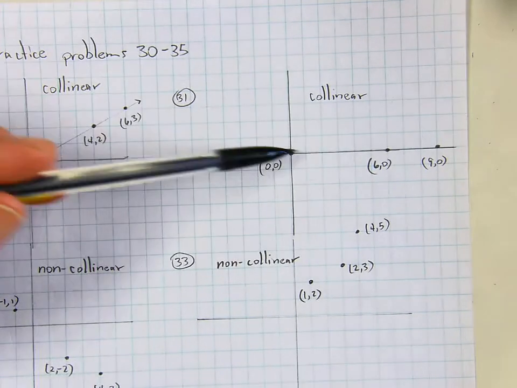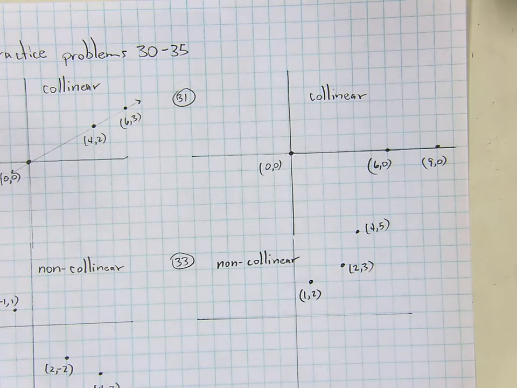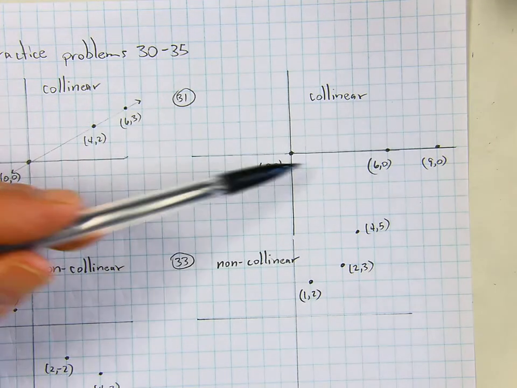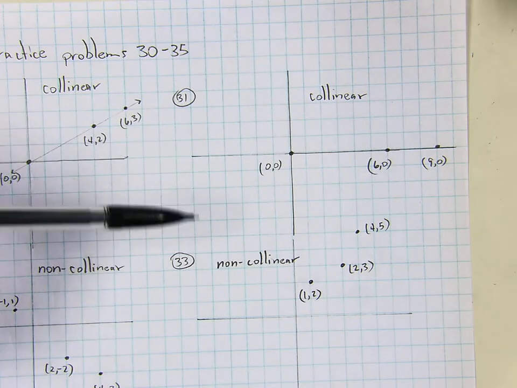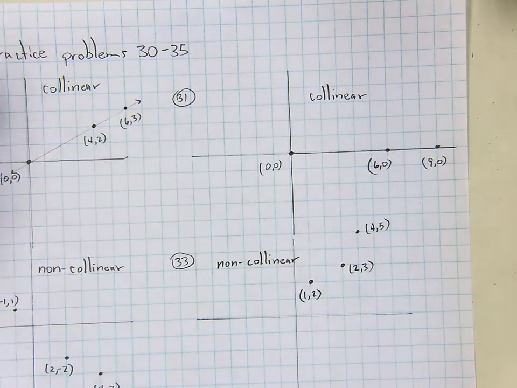31, yes, they were collinear. They were all on the x-axis when I graphed those. Notice all of them had 0 for their y coordinate, so they didn't go up or down. They just went out on the x-axis.